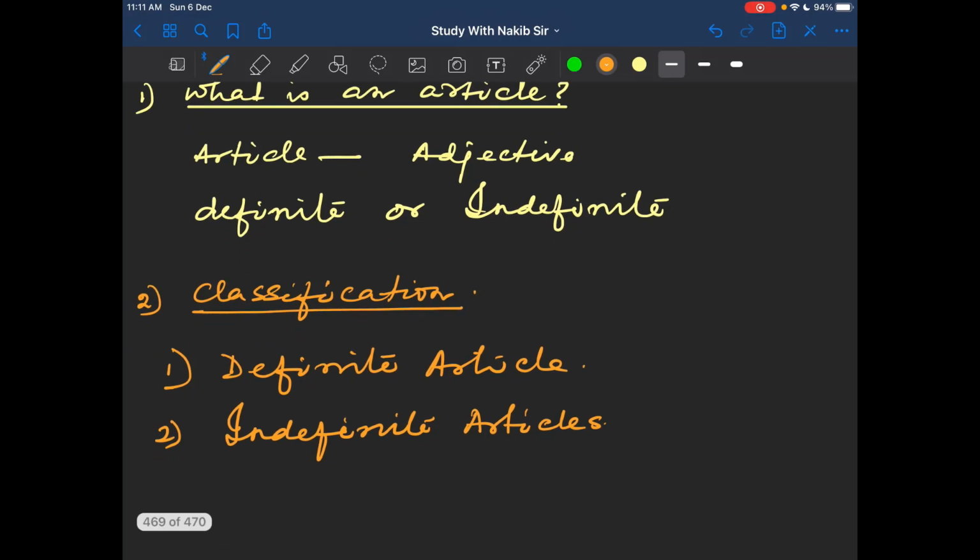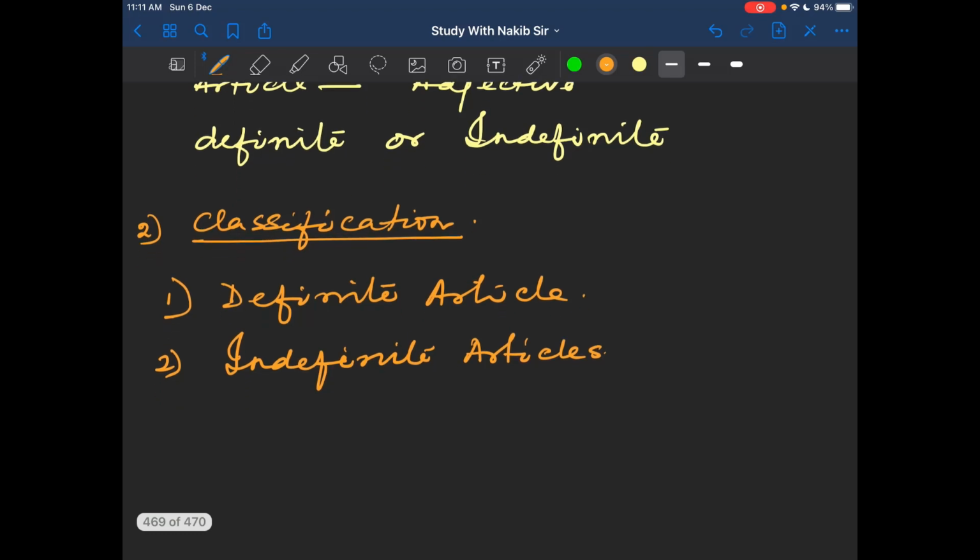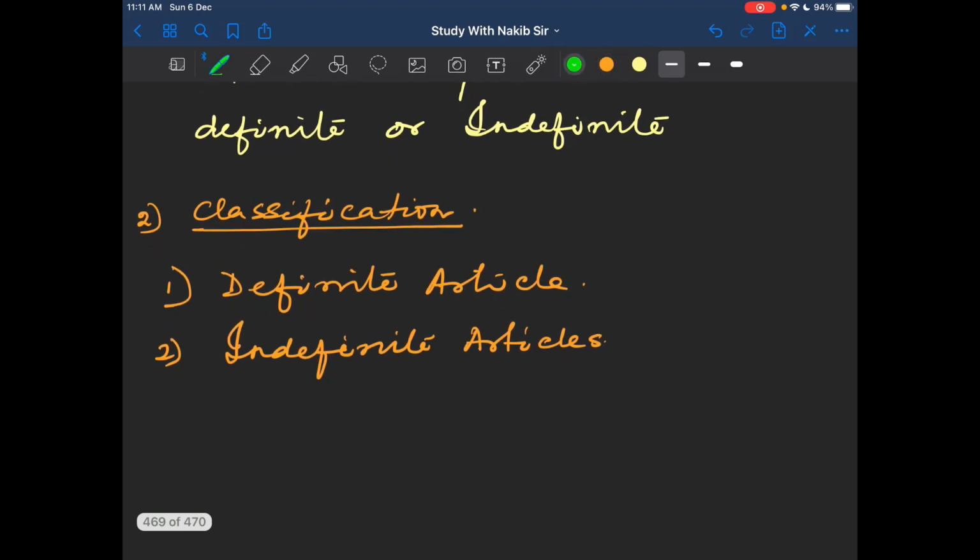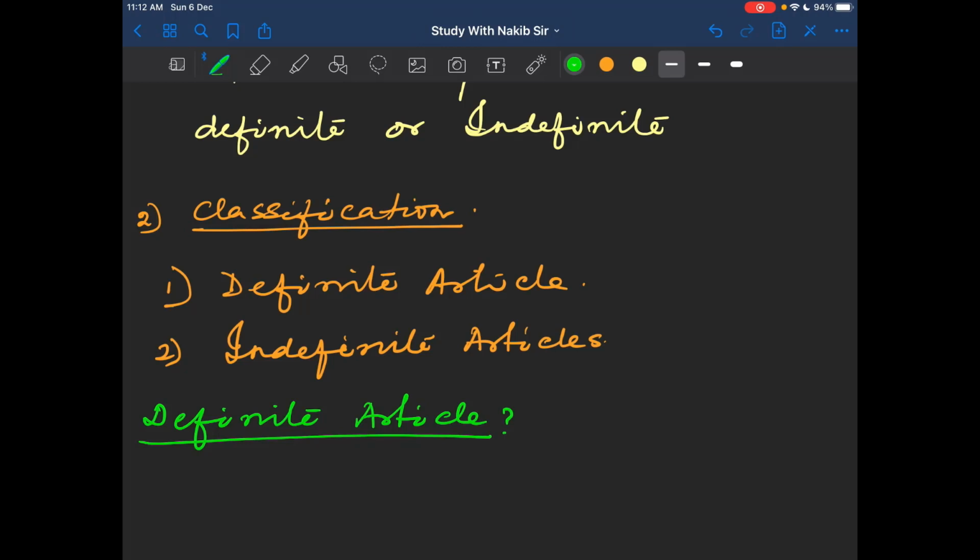Now you have to know what is a definite article. What do you mean by a definite article? The is called the definite article as it points to something particular, some particular person, some particular thing.